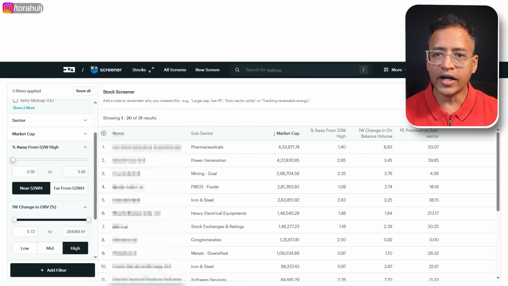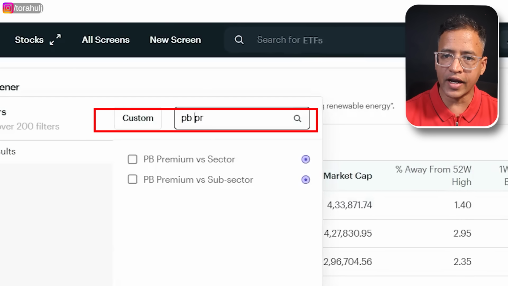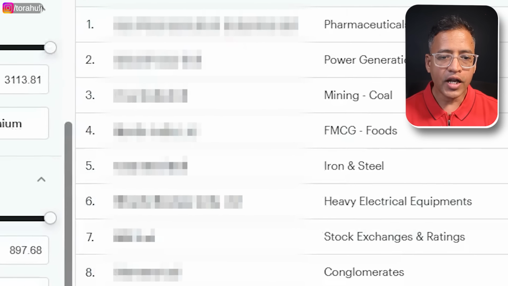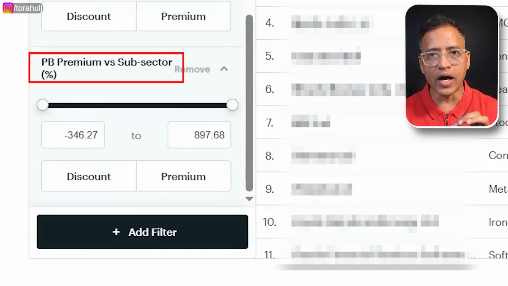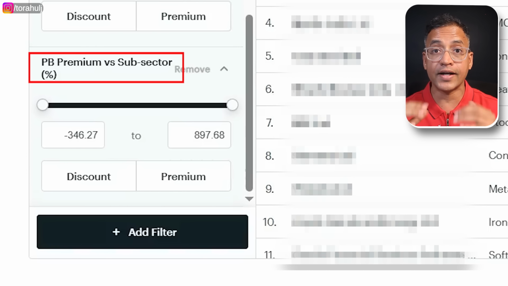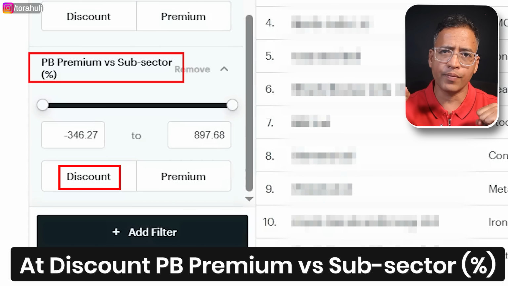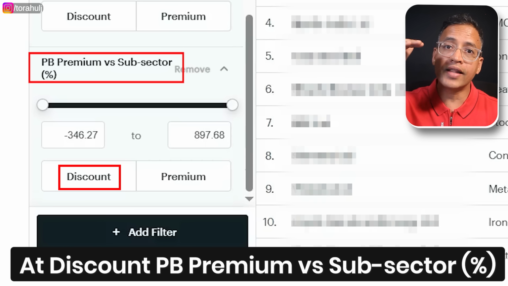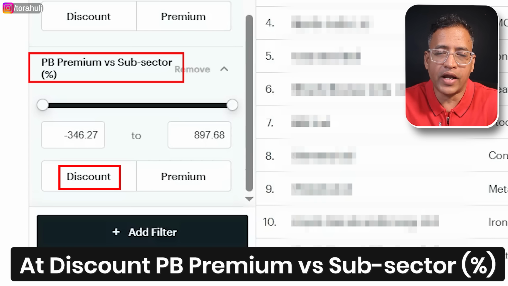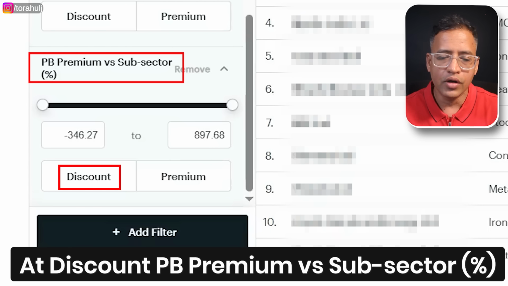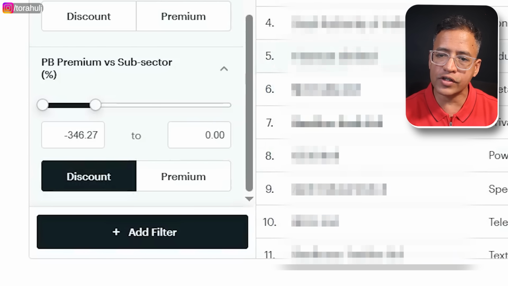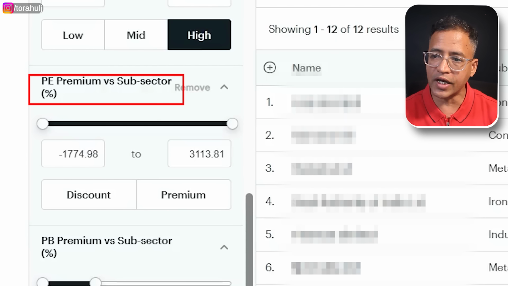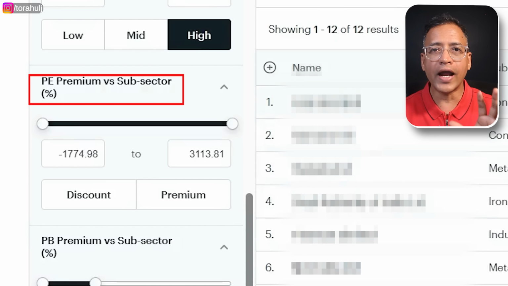Similar one is PB, right? Price to book. So I'm going to add price to book here as well. So price to book premium versus subsector. Okay, I've added these two here. Okay, now what I will do is when it comes to price to book, I definitely only want to consider those companies that are trading at a discount versus subsector. For example, any bank, XYZ bank, is trading at a lower price to book than the subsector, then that's a good valuation parameter, right? Meaning the stock is undervalued. Right? So I'm going to click on discount here and you will see few companies coming up now, only 12 companies coming there.